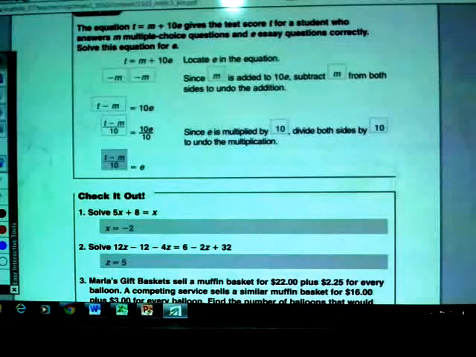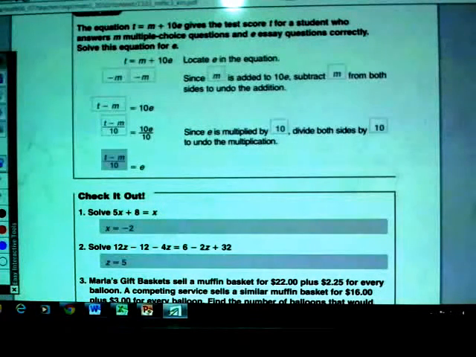All right, now this question is a little bit different. It says the equation t equals m plus 10e gives the test score t for a student who answers m multiple choice questions and e essay questions correctly. Solve the equation for e. Now, we don't usually do questions like this. You're not solving the equation for e in that you're going to find a number value for the solution. It's not going to be e equals 6, or e equals 9, or e equals negative 1.2.